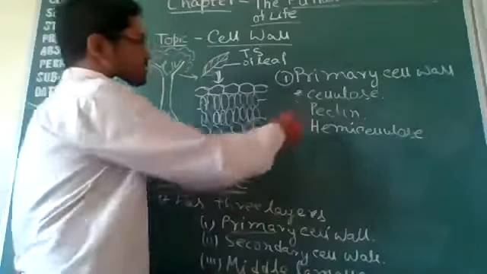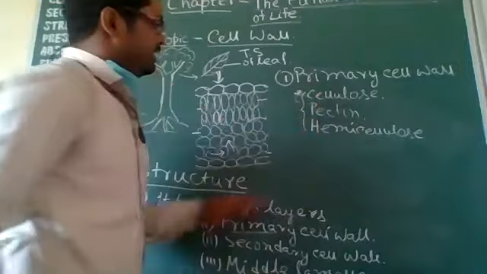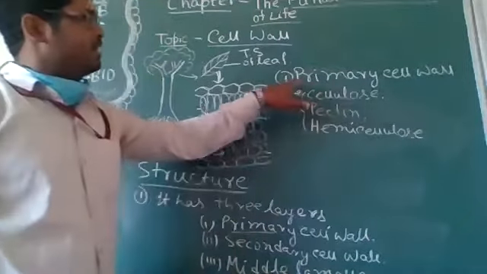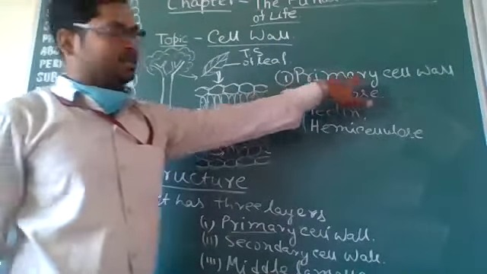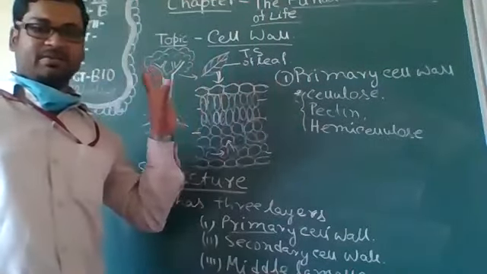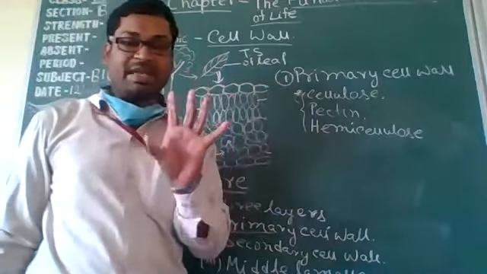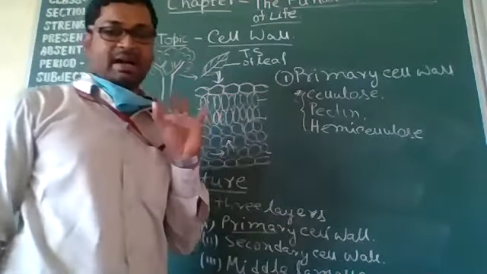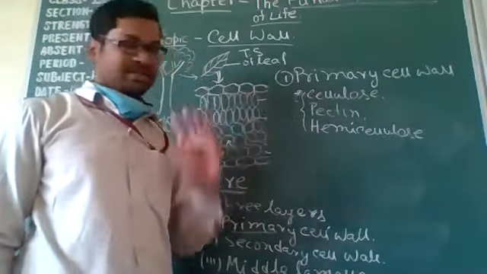Okay, these components help to make the primary cell wall thin and flexible in nature, and it has a permeable character. Clear? Understood? This is the primary cell wall.